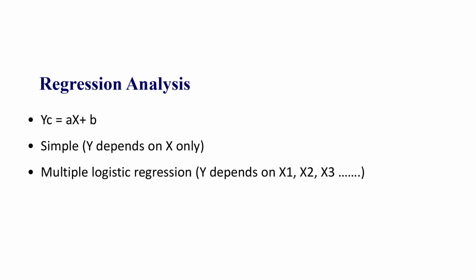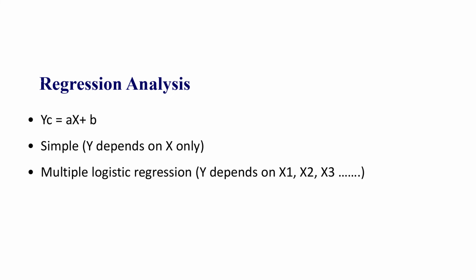But there can be multiple regression also, when many factors decide the y. For example, very close to our field, in treatment we do not decide treatment based on only one criterion. We see the age of the patient, strength of the patient, the clinical condition, and then we decide which drug has to be given. So treatment selection is based on many factors. That can be equated with multiple logistic regression, whereas simple regression is only one factor deciding the other factor.